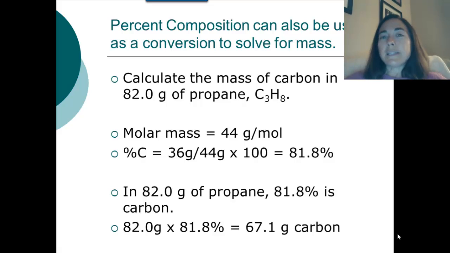I've shown you one example of several different types of problems. We'll work a lot more in class, and we'll do a lab on this too. So you'll get some more practice then.